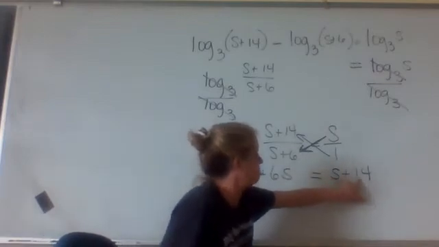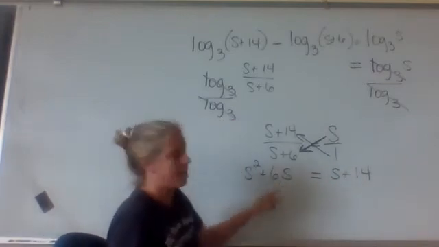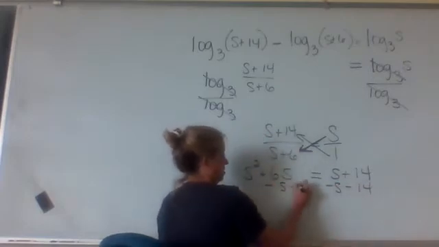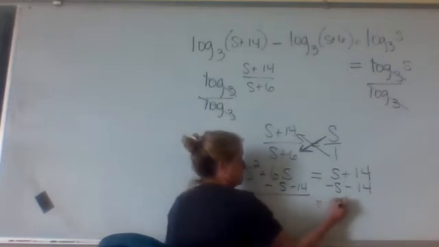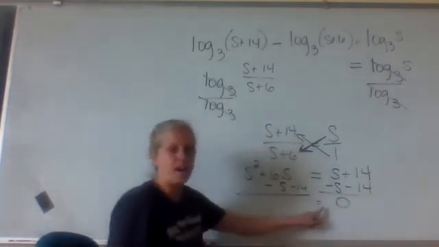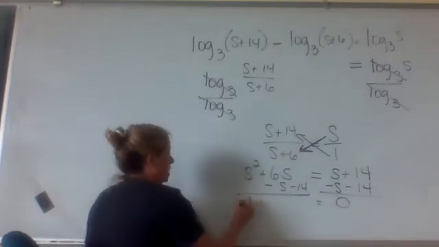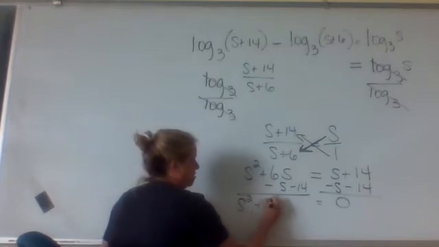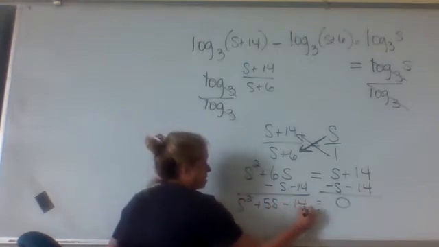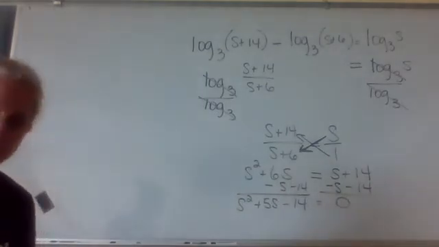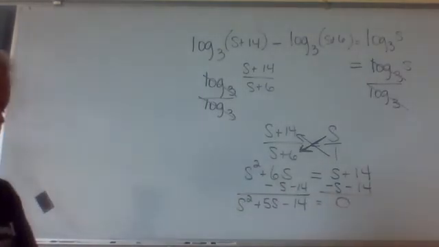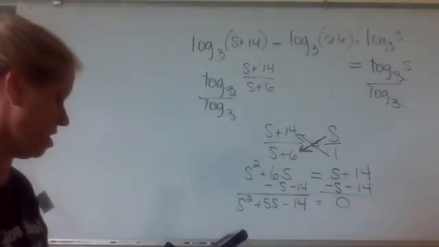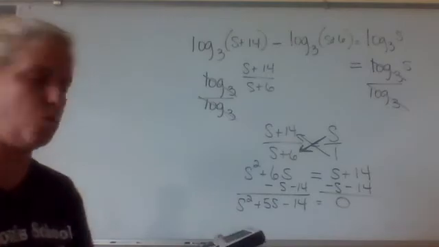So before I plug in my A, B, and C, I need to move these over here. So I'm going to subtract the s and subtract the 14. Because remember, in order to use quad, you've got to set it equal to 0. So on the left, I have s squared. 6s minus s gives me plus 5s. Bring down the minus 14. There's your A, B, and C that you're going to plug into quad. So A is 1, B is 5, C is negative 14.